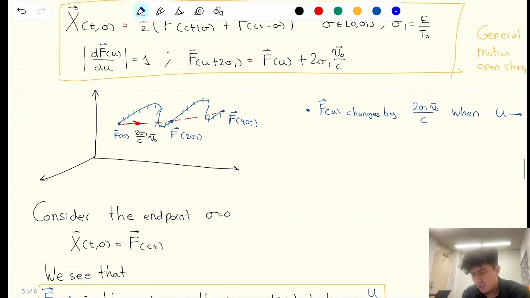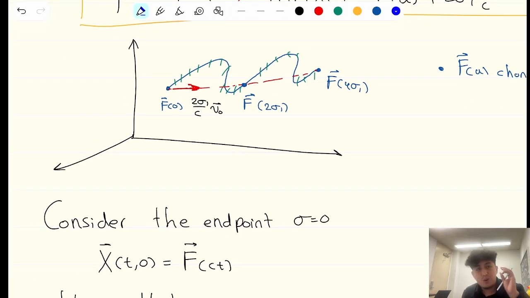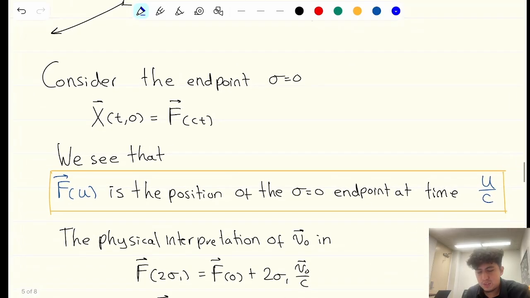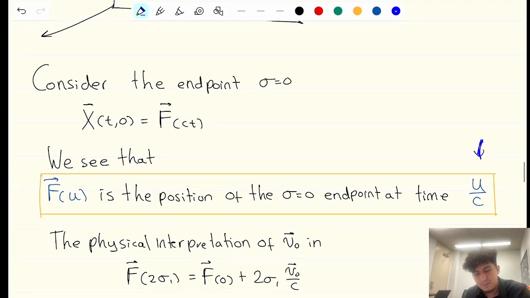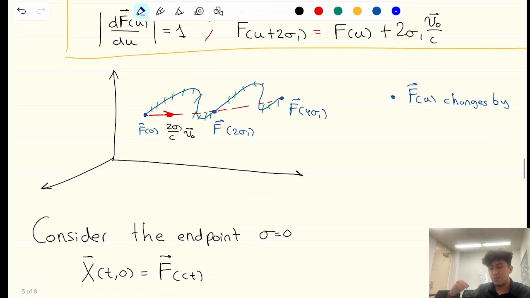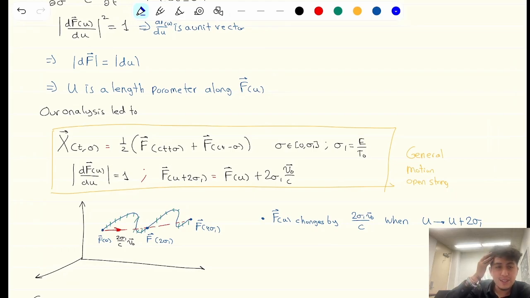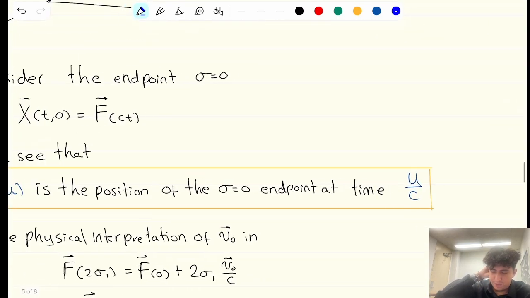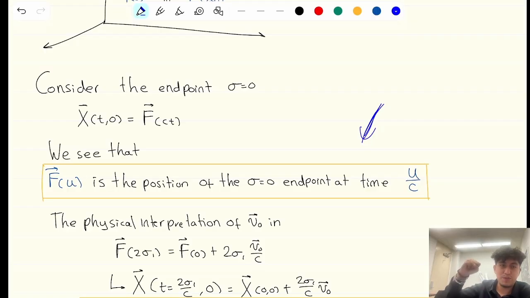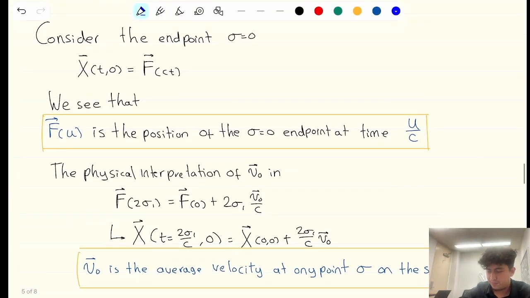Another important thing about this string is that if we look at only one of the endpoints, and you observe this endpoint for a time of 2 sigma 1 over c, then you're going to be able to determine all the motion of the string, which essentially means this motion is going to repeat for each endpoint. So it's enough to observe one of the endpoints to know all the motion of the string, which is crazy because that's going to have implications later. But for now, just take this fact that you only have to look at one of the endpoints to know all the motion of the string.